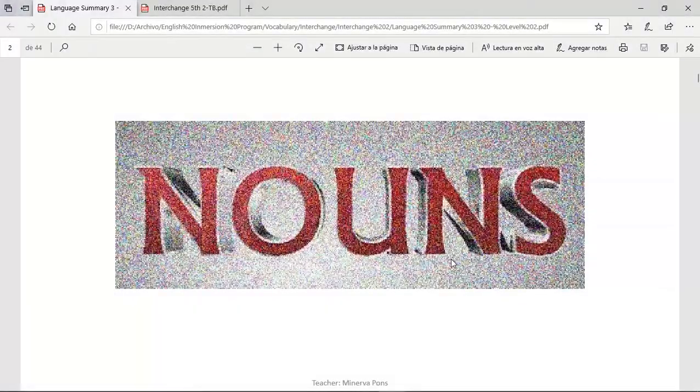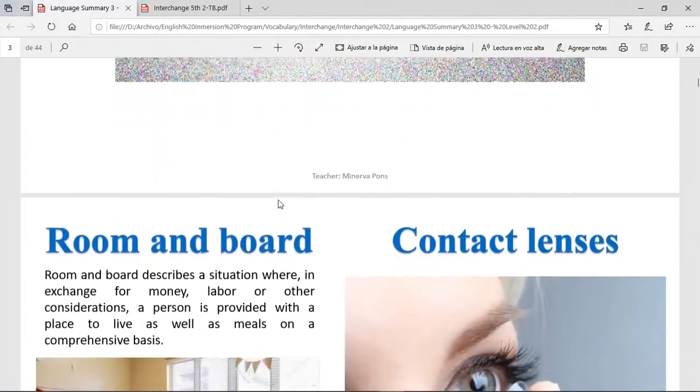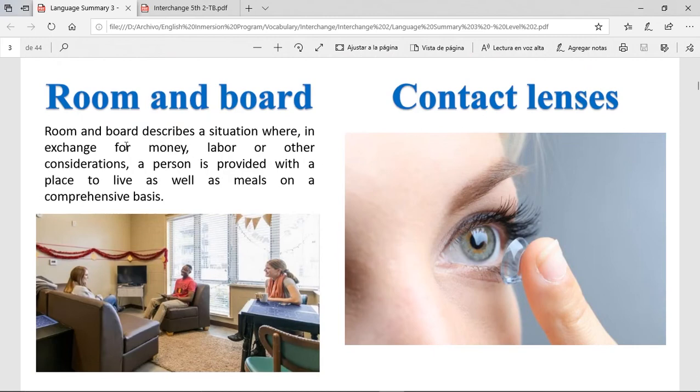Okay, let's start. Nouns. Let's start with nouns. Room and board. Room and board describes a situation where, in exchange for money, labor, or other considerations, a person is provided with a place to live as well as meals on a comprehensive basis. Basically, you are paying or working and/or helping in a place, and because of that, they let you live and sleep in their house or place and also give you meals. That is room and board.